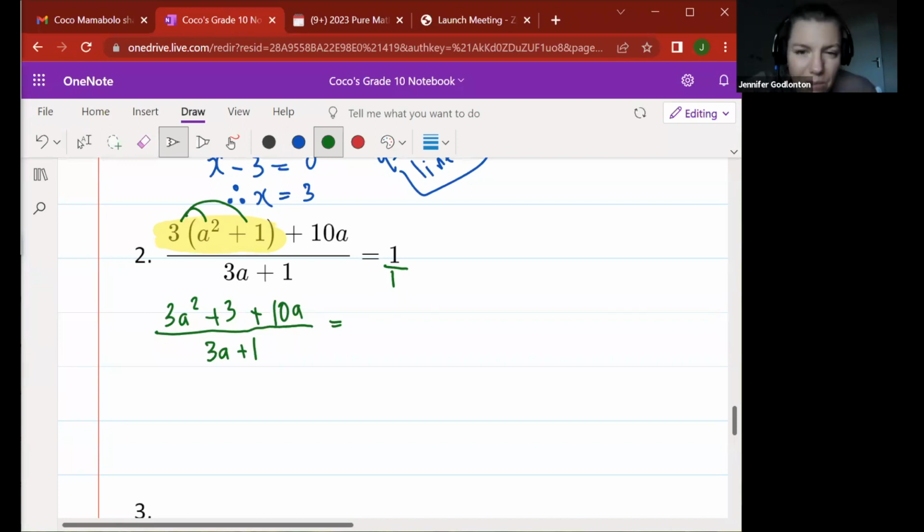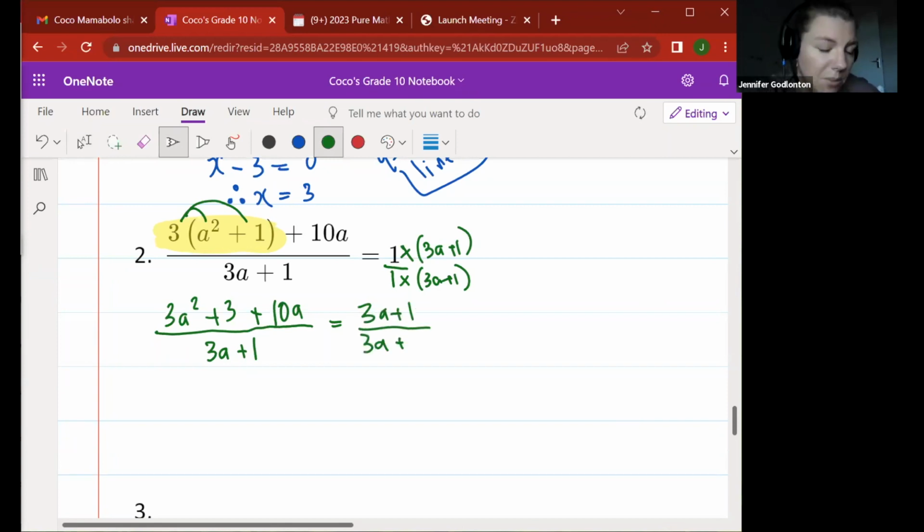Now, if I wanted it to have a common denominator, that means I need to multiply this by 3a plus 1. But what I do to the bottom, I have to do to the top. Remember when we do common denominators, so I need to multiply that by 3a plus 1 as well. So what I land up with is 3a plus 1 at the top over 3a plus 1 at the bottom. What I have now is a common denominator.